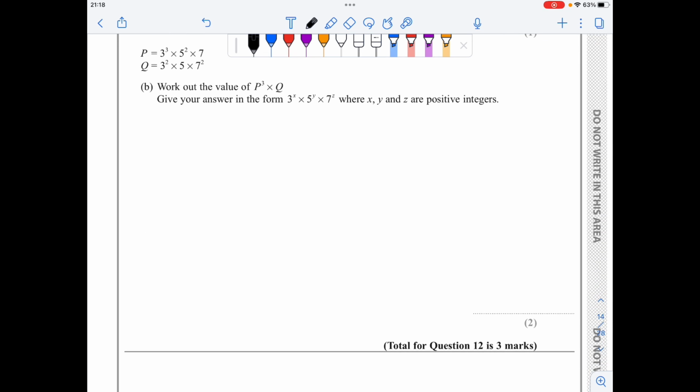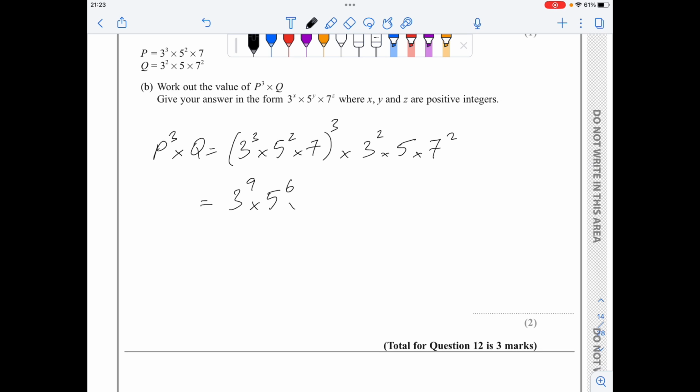For part B, I will just multiply p to the power of 3 times q. So I get 3 to the power of 3 times 5 squared times 7, all to the power of 3, times 3 squared times 5 times 7 squared. Now I will multiply these powers and 1 for 7 by 3. So I get 3 to the power of 9 times 5 to the power of 6 times 7 to the power of 3. And then I just copy the three numbers from above: 3 squared, 5 to the 1, 7 squared.